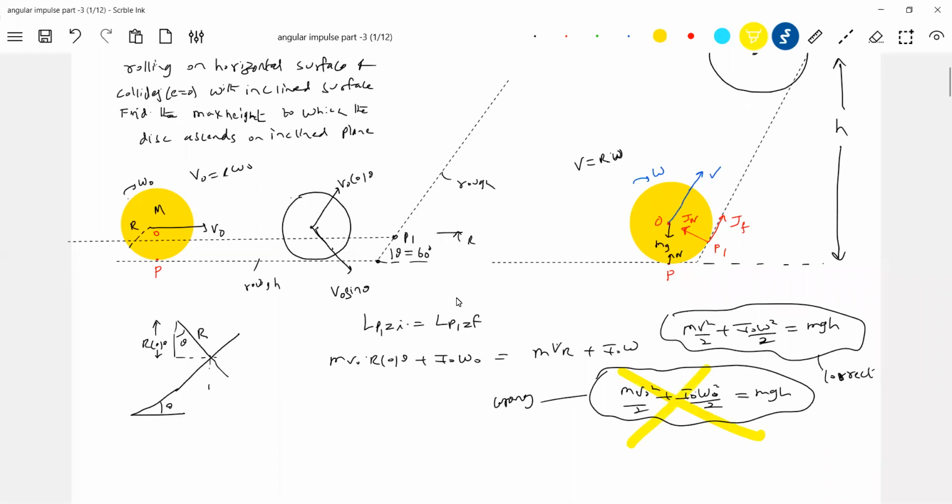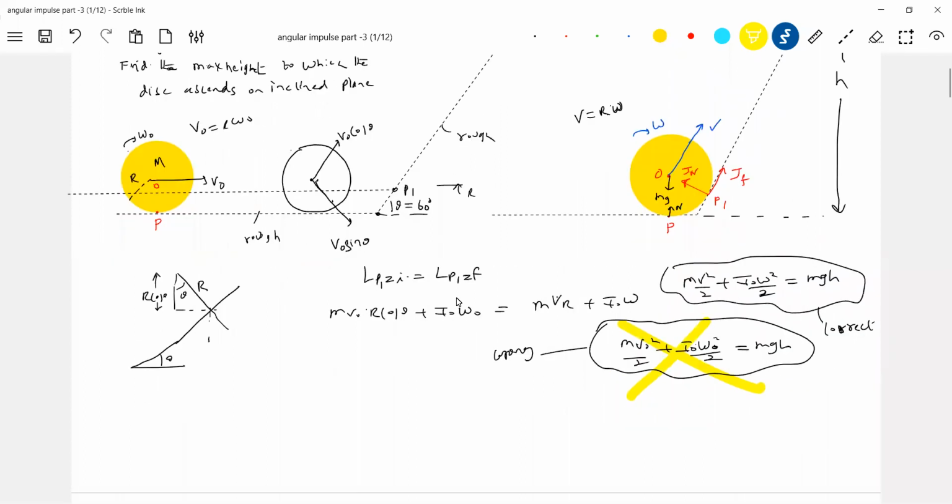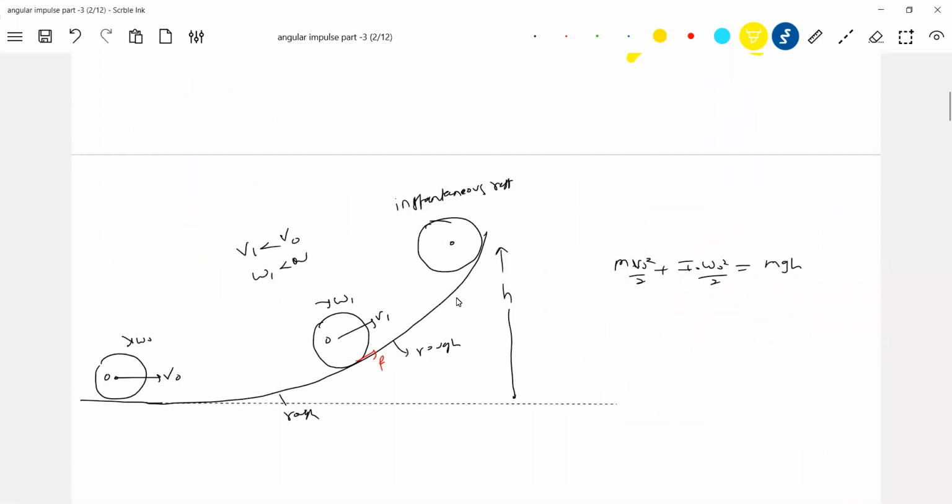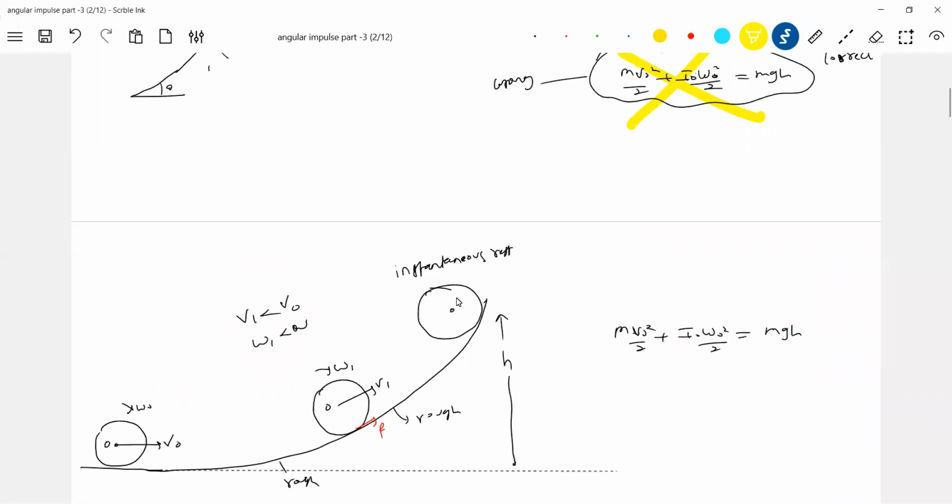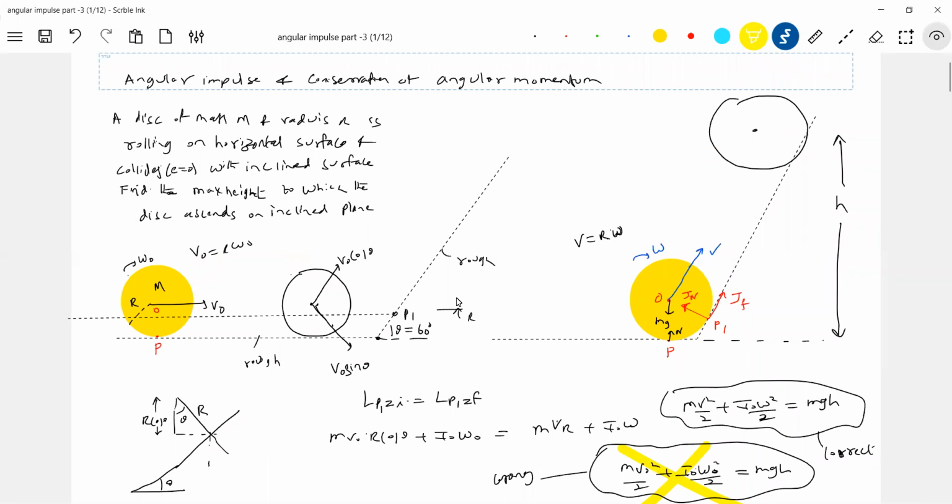So in which case will it attain maximum height? In this case or this case? In which case will h be more? This h will be more compared to this h that we calculated, because some energy is lost here. Some energy is lost due to impact. Getting the idea?